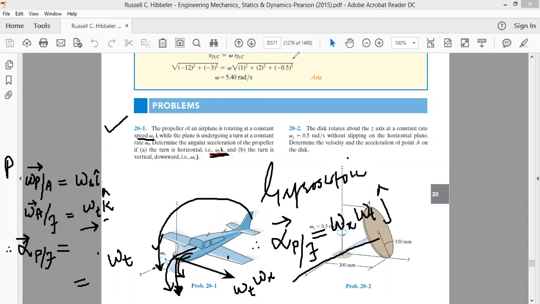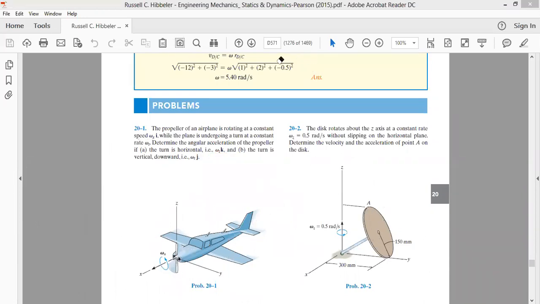Now let's suppose that instead of taking the left-hand turn, the aircraft takes a right-hand turn. Okay, if the aircraft makes a right-hand turn with the same angular velocity magnitude omega t, if you curl your fingers in the direction of this arrow, then the thumb will essentially go downwards. So the angular velocity of the aircraft with respect to the ground frame of reference now becomes equal to minus omega t k cap, because the sense of rotation is such that the thumb is going downwards. Therefore, it will be minus omega t k cap.